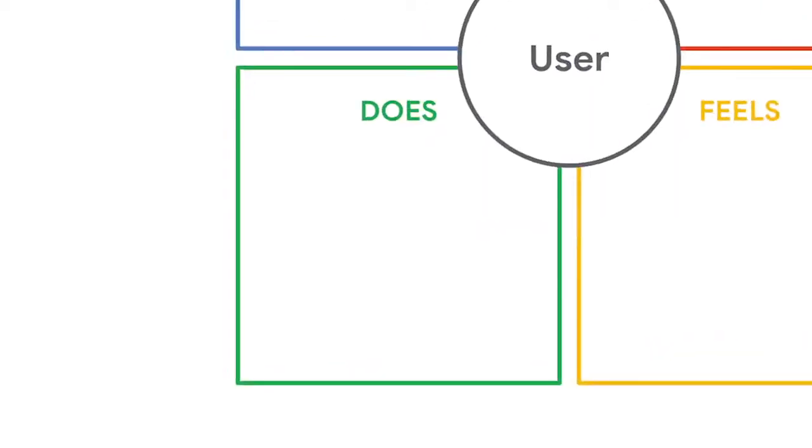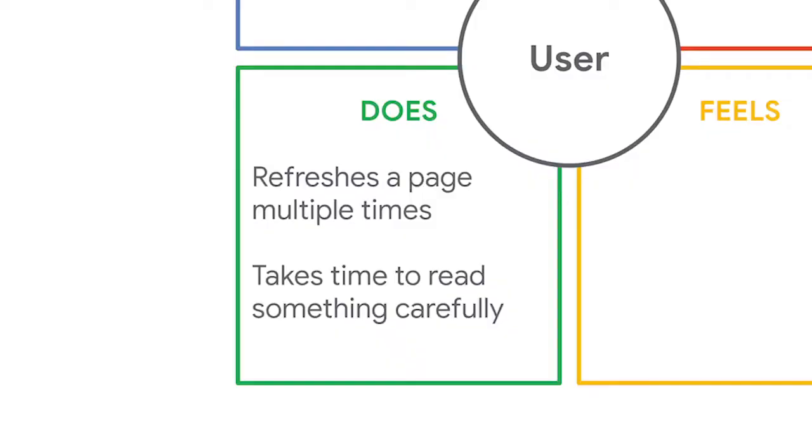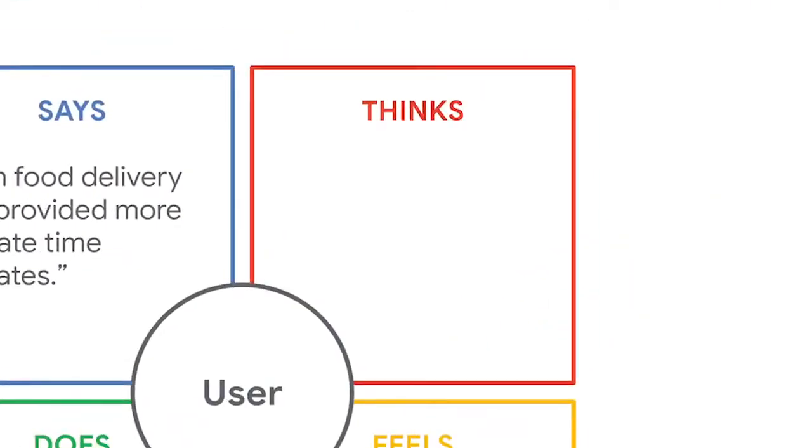Next, the bottom left square focuses on what the user does during the interview. We should observe and record the user's physical actions. For example, when Simone interacts with our food delivery app prototype, she refreshes a page multiple times and takes the time to read something carefully. The top right square focuses on what the user thinks. This includes things the user doesn't actually say, but that you can tell through observation.